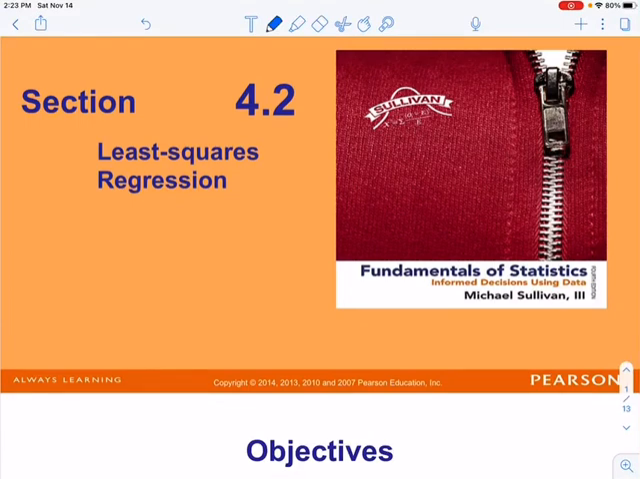So for 4.2, we're going to talk about something called least squares regression, and this is going to be very similar to what you learned in algebra for linear regression equations. Okay, and this is in a PDF format now, only because there's so many things that we're missing in the PowerPoint here. So we'll try using Notability again.